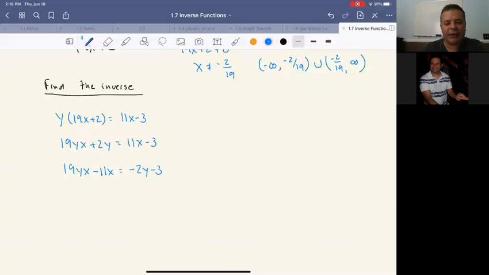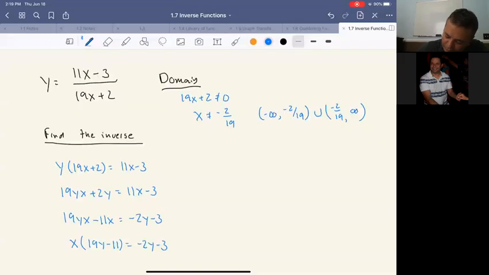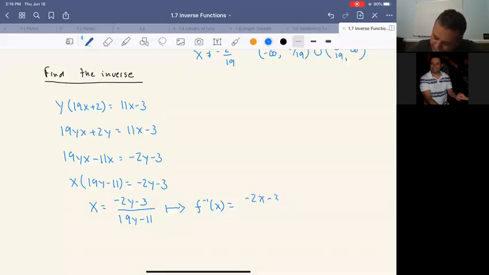Now, I'm going to go ahead and factor out the x on the left-hand side. So x times 19y minus 11 equals negative 2y minus 3. Started writing it a little bit higher, just getting ready for the next step. So x equals negative 2y minus 3 over 19y minus 11. So f inverse of x equals negative 2x minus 3 over 19x minus 11.